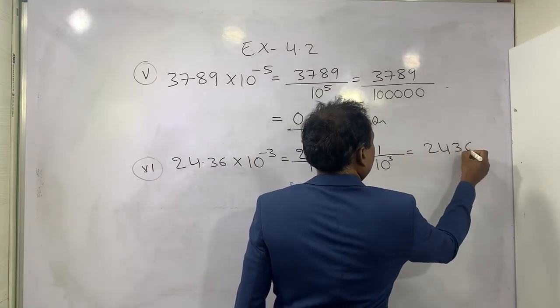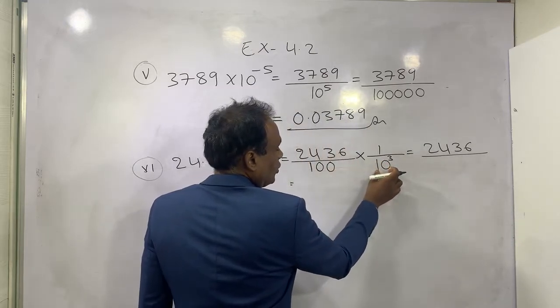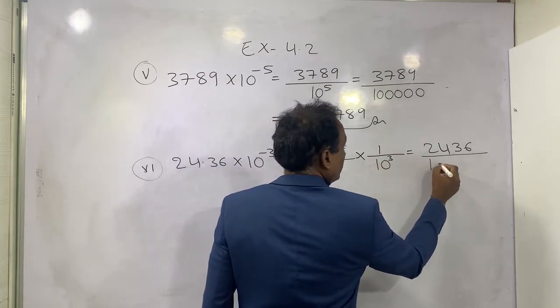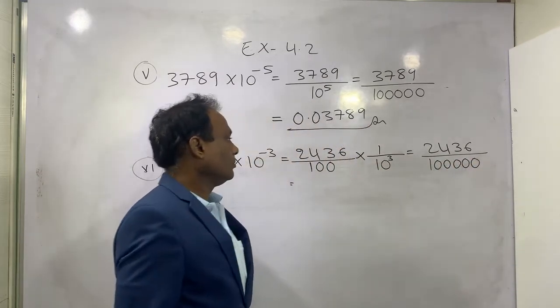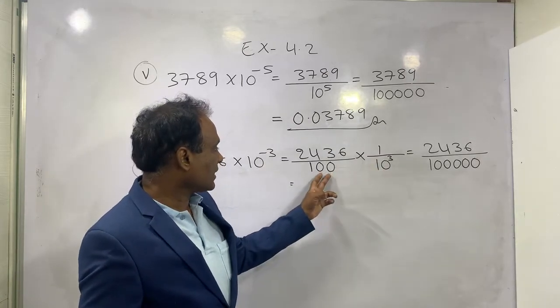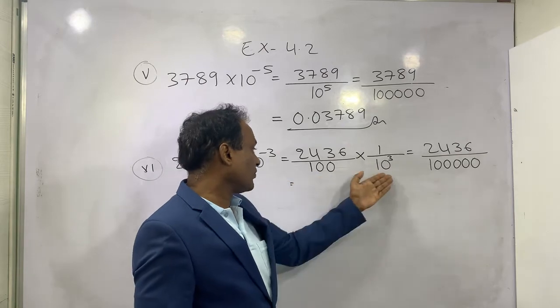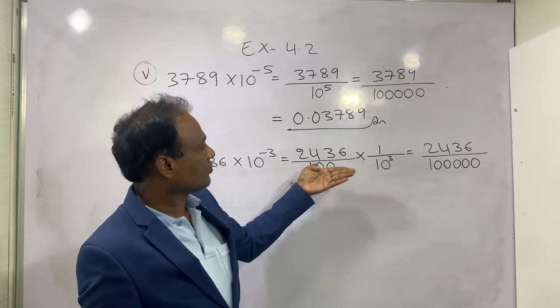2, 4, 3, 6 by. This is 2 zeros. This is 10 cube, which means 10 into 10 into 10, 3 times, 3 zeros. Total I am writing 5 zeros. 10 power 3 and this is 10 power 2. So 10 power 3 plus 2 is 5. So total if you multiply we will get 5 zeros: 3 zeros, 2 zeros, 5 zeros.